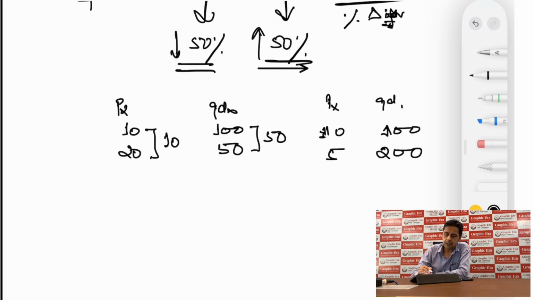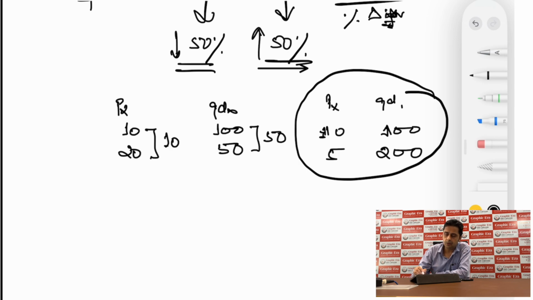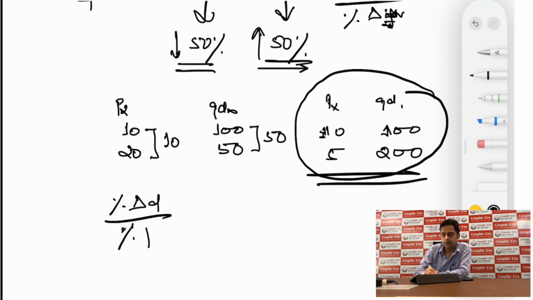Now let's take any of these formulas. I would prefer this one, any of these schedules. I'll take this demand schedule and let's put this in the formula. What was the formula? Percentage change in demand against percentage change in price. So let's go by this formula. Let's take how much is the relative change in both the variables.